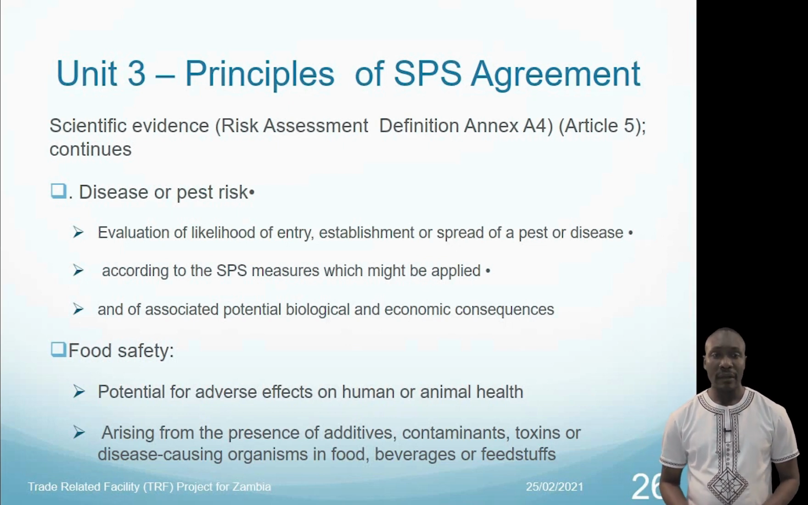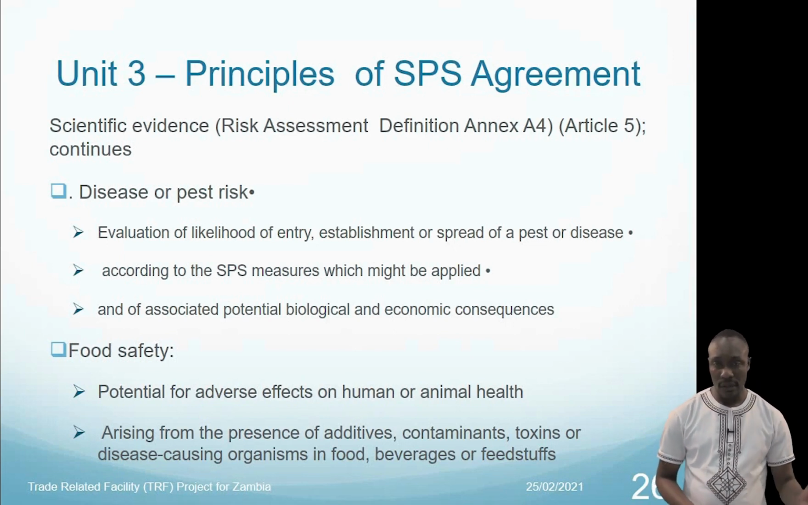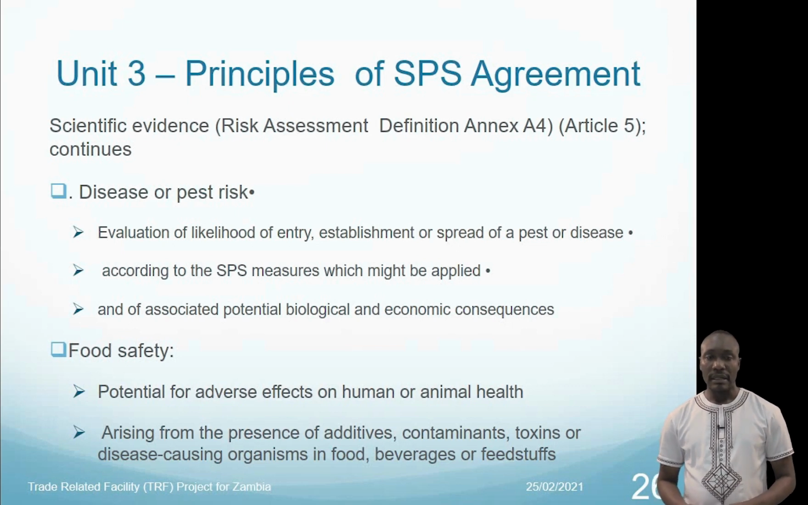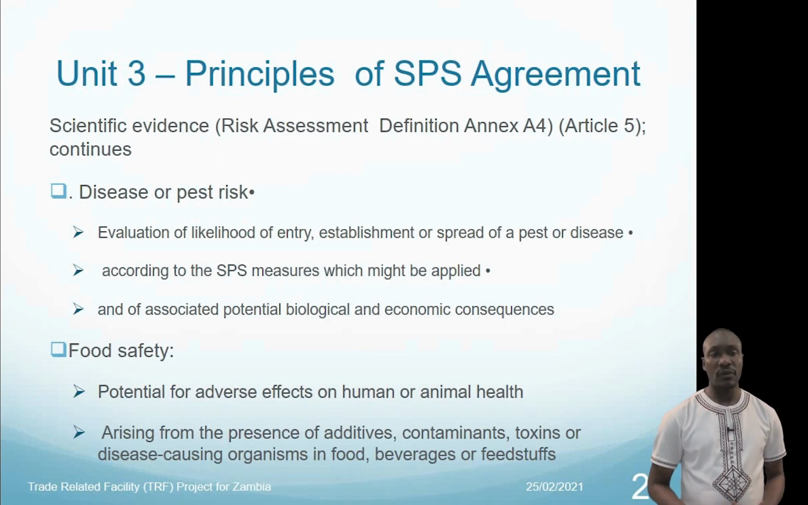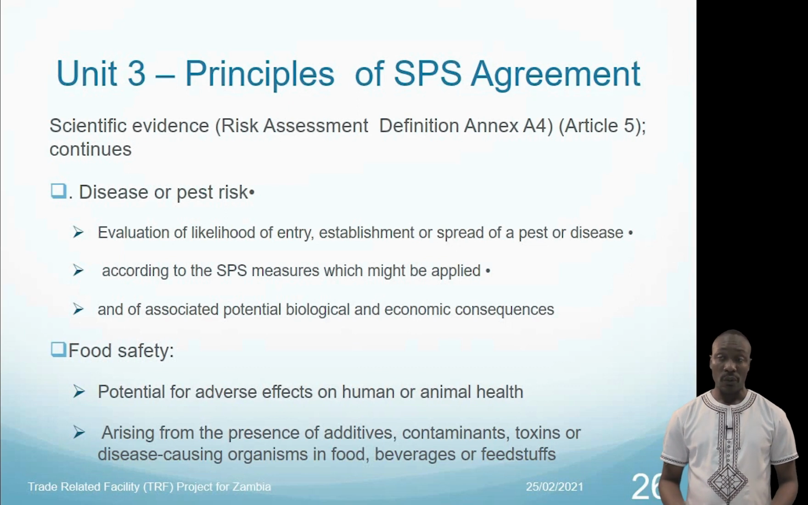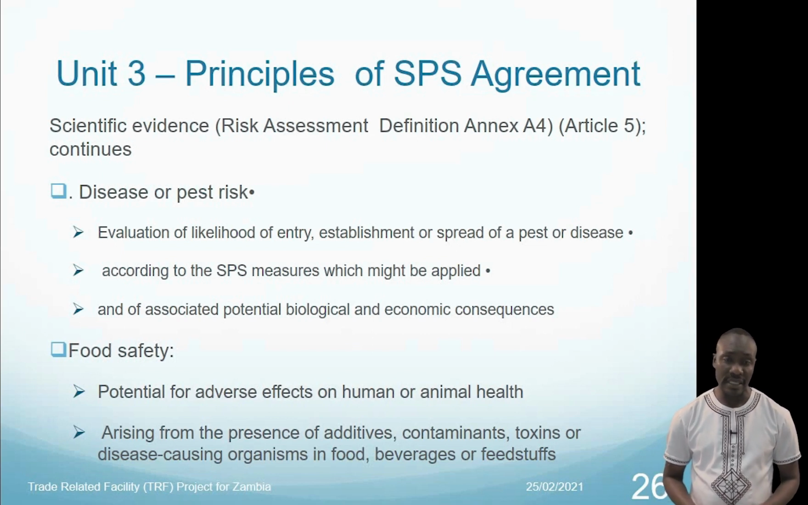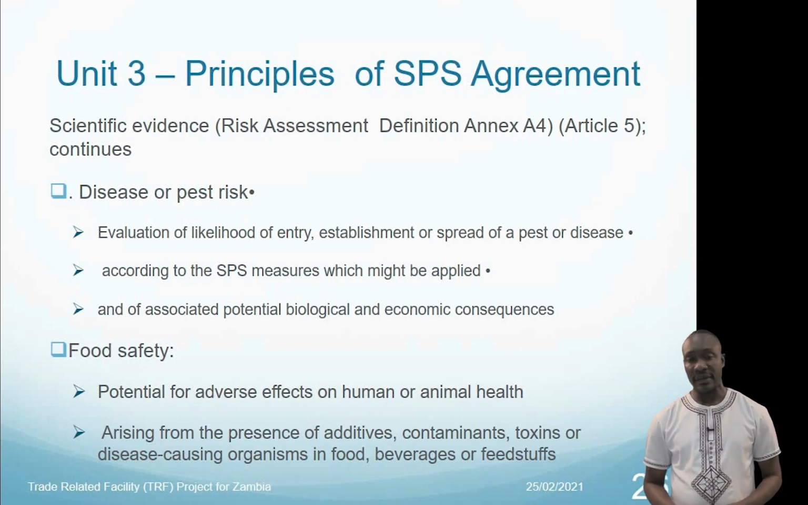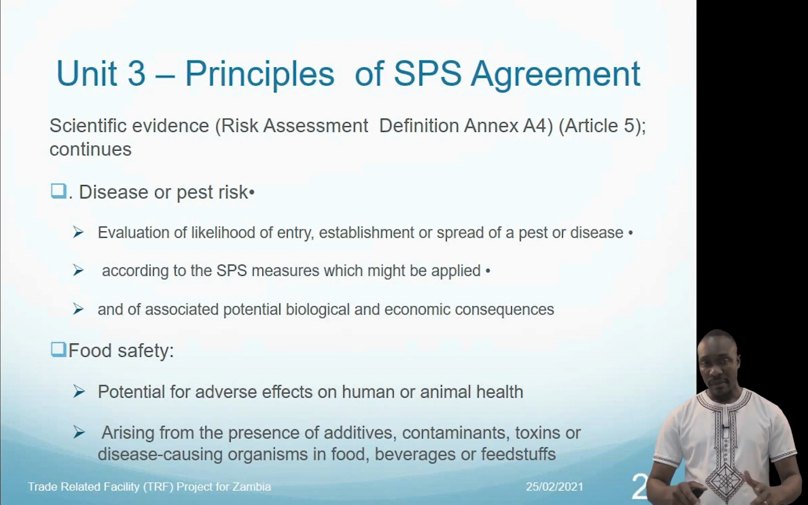For food safety, you also look at the potential for adverse effects on human or animal health that can arise from the use of additives, contaminants, toxins found in these foods, or even some microbials, in this case, the big ones, the disease causing organisms, or even just the bacteria and the viruses that have been packaged in these foodstuffs.